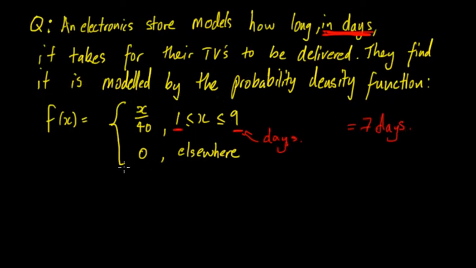So it's modeled by this. It's a hybrid function with a 0 elsewhere. It's the typical 0 elsewhere, and that means that we don't have to worry about anything that's outside of this domain, 1 to 9. And then x on 40, so we can graph that. But that's obviously not an actual question. So the first part of the question, just take note of this function. It's x on 40 between 1 and 9.